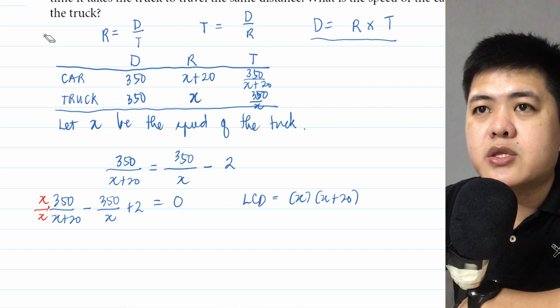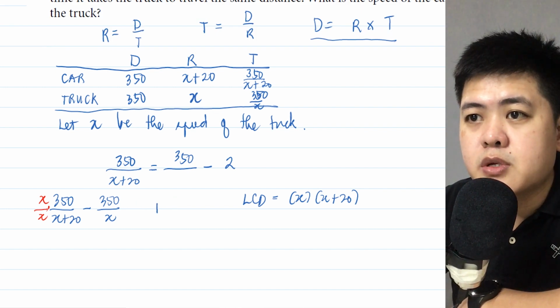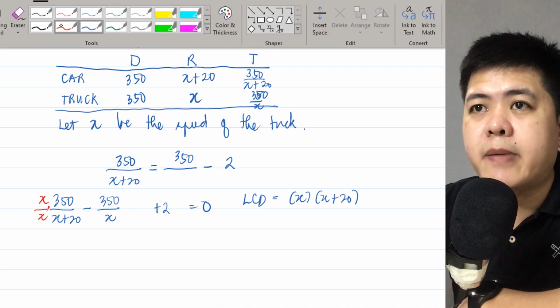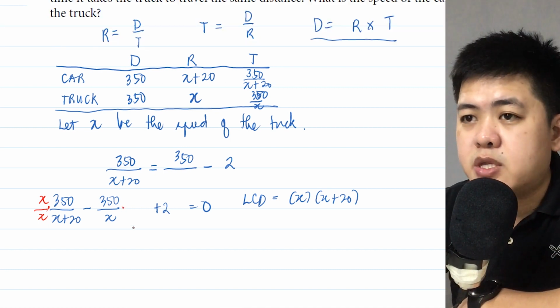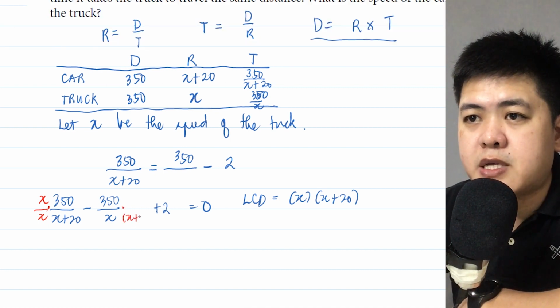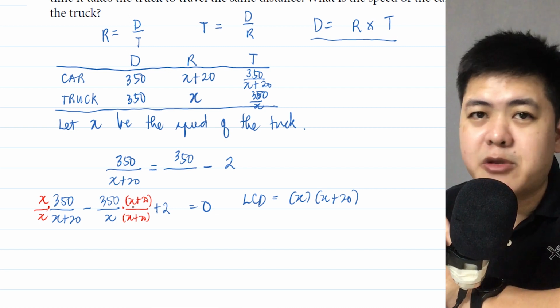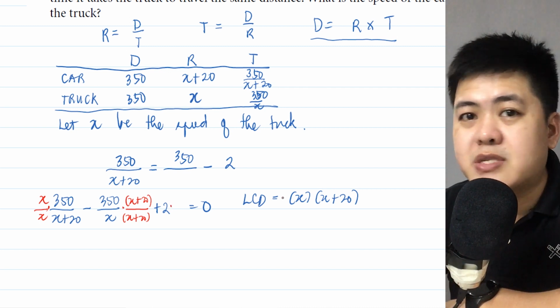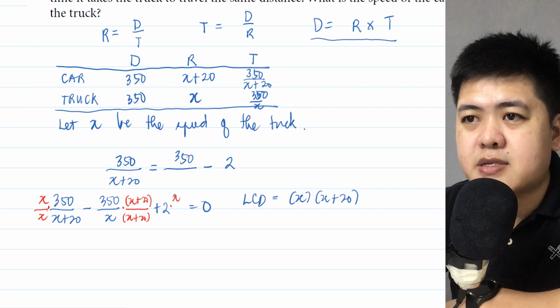Ilipat ko lang ng konti ito. What's this? Plus 2, no? Plus 2 equals 0. So, yung kabila naman, kulang naman to ng x plus 20. So, yung denominator, multiply ko sa x plus 20. Pero syempre, yung taas din. Multiply ko din sa x plus 20. Parang wala lang nangyari. Multiply mo lang siya sa 1. Itong 2, multiply mo siya naman doon sa LCD. So, it's multiplied by x times x plus 20 over x times x plus 20.